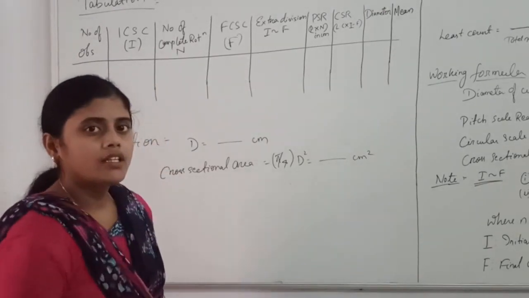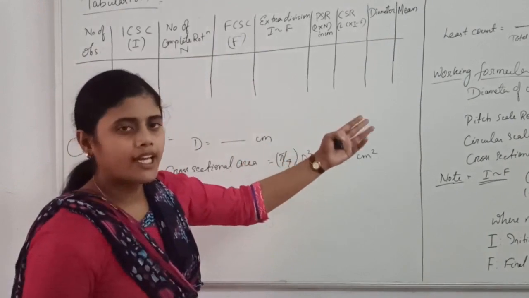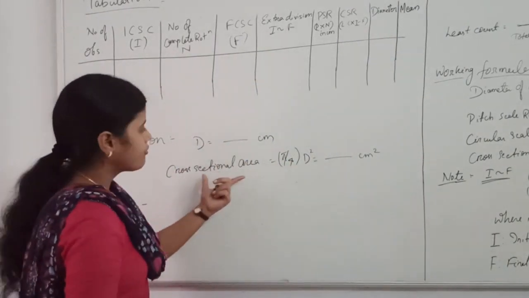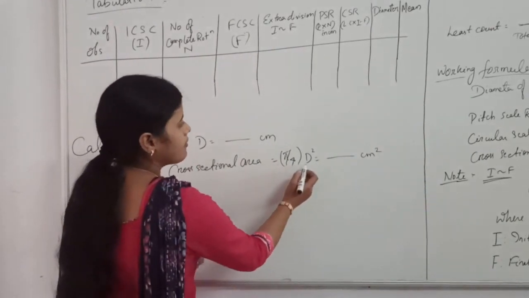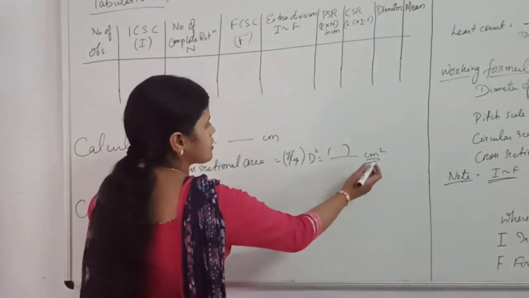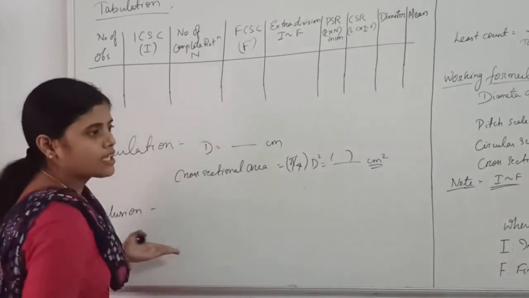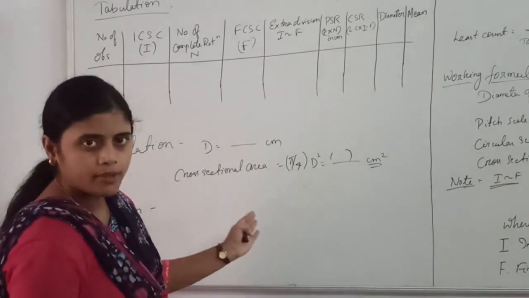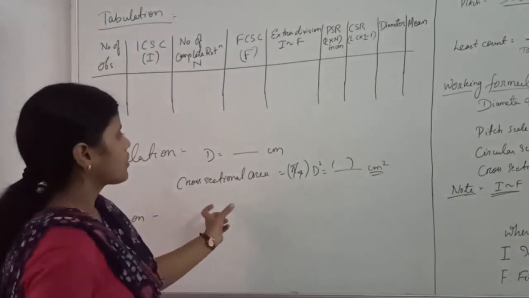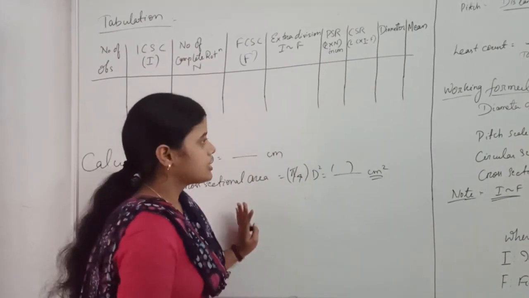So now you understood how to take the reading. After finding the mean diameter, you will write the value here. Then you have to apply the formula for cross sectional area, that is pi by 4 d square. You will get some answer in terms of centimeter square, and you will write down the conclusion: the diameter is found to be some value centimeter, and the cross sectional area of the wire is found out to be something centimeter square. Okay, so this is for the wire.